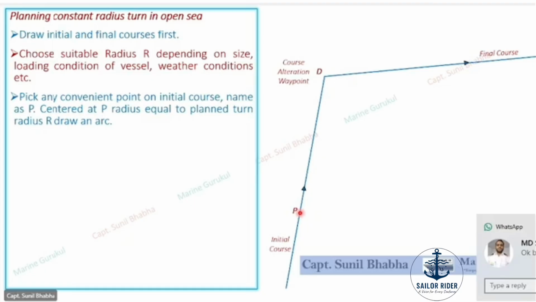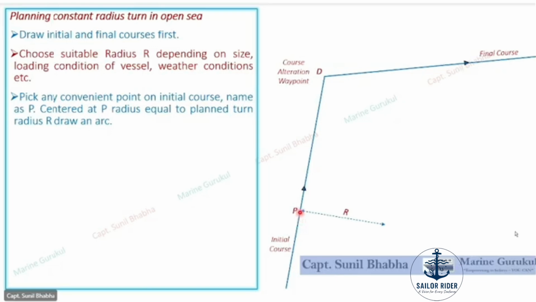Now we open up our compass equal to our planned radius. The compass is opened up equal to our planned radius and placed at this point Papa. So centered at point Papa, radius equal to our planned radius, using the compass, we draw an arc. You can see the arc coming up on the screen.